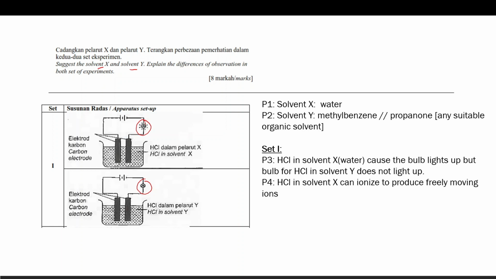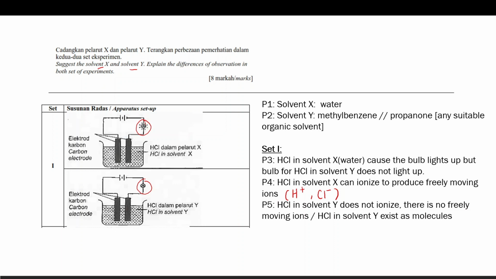Hydrogen chloride in solvent X can ionize to produce freely moving ions. So what are the ions that can move freely? There are the hydrogen ions and the chloride ions. They move freely because in water it can ionize.